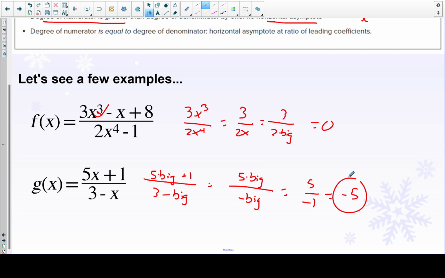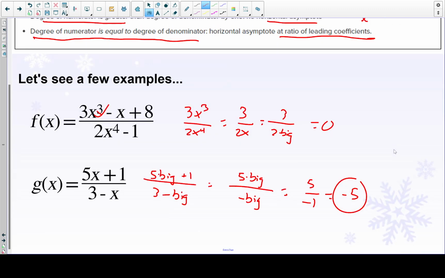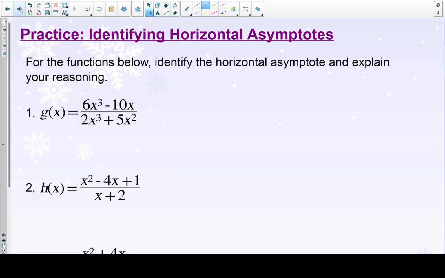And that's because the degrees are equal here. Degree of numerator is equal, we find a ratio. Okay. So that's your main rule for horizontal asymptotes. Now, there are some other fringe rules that can happen, like when the degree of the numerator is greater by 2 and things like that, but we're not really going to worry about that right now. We'll get to that at some other point.